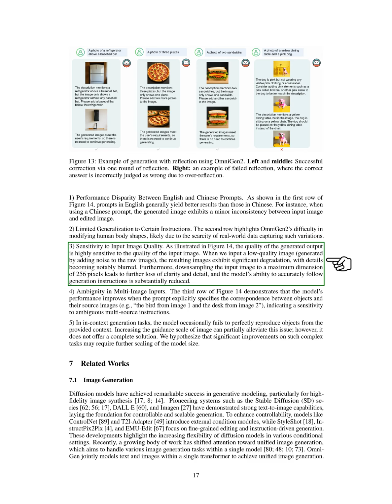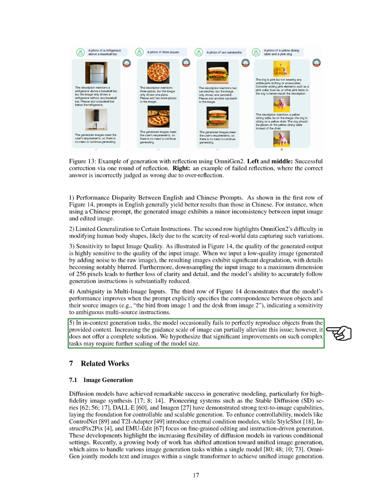Fourth, the model performs better when prompts clearly specify the relationship between objects and their source images, indicating sensitivity to ambiguous multi-source instructions. Lastly, in in-context generation tasks, the model sometimes fails to accurately reproduce objects from the provided context. While increasing the guidance scale can help, it does not fully resolve the issue. We believe that substantial improvements in these complex tasks may require further scaling of the model.